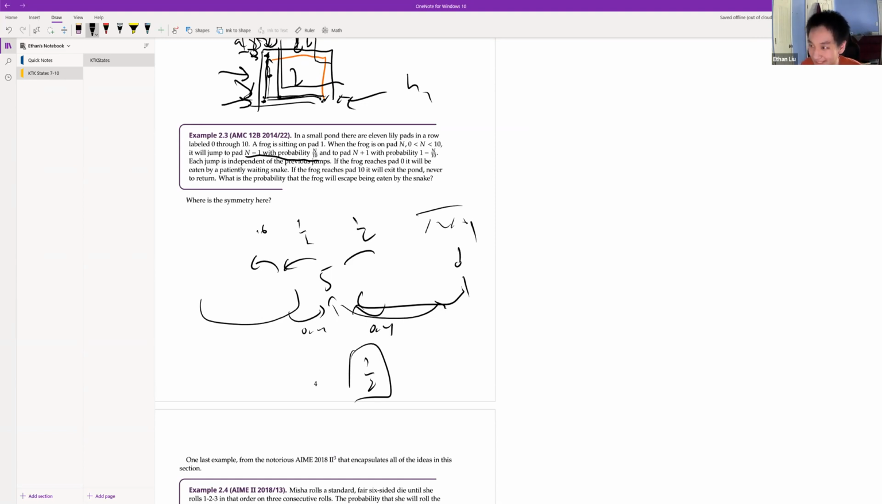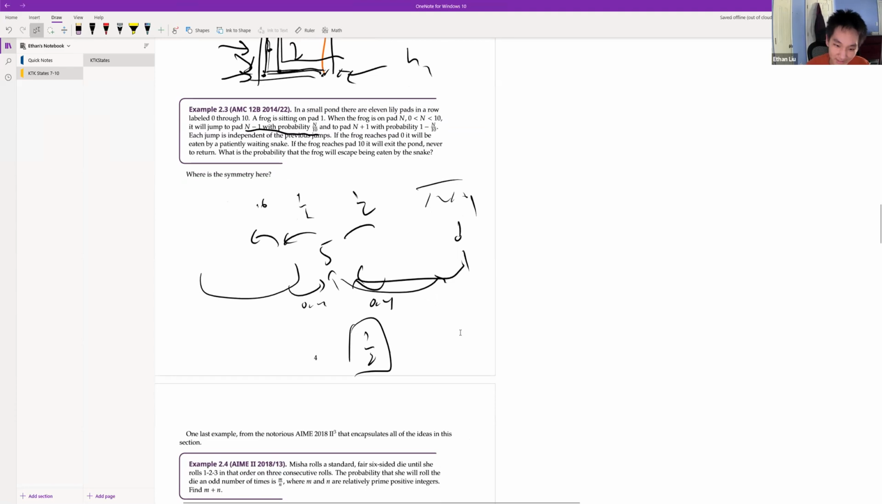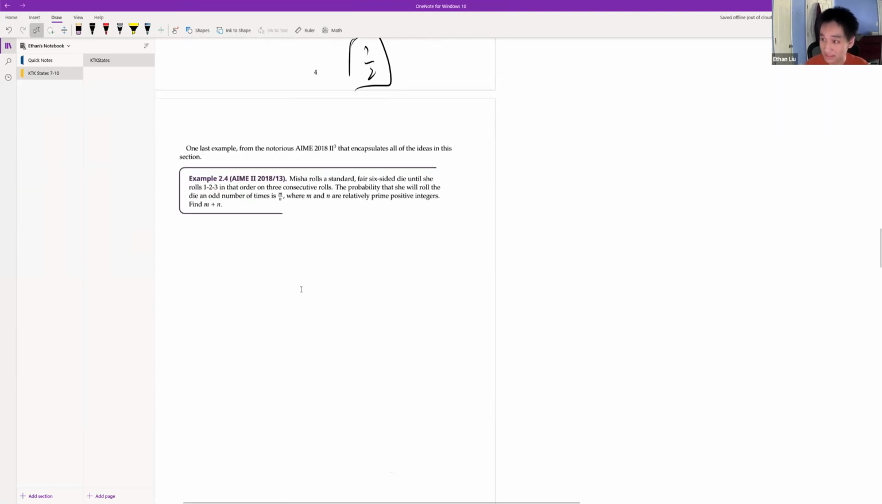That's this problem. Again, I don't want to go too much into the computational details. But this one I will go into the computational details because I have space and also because this is AIME number 13. I think that's important.